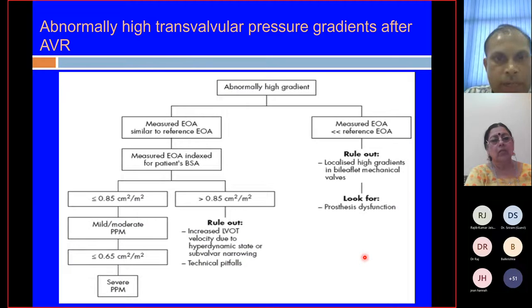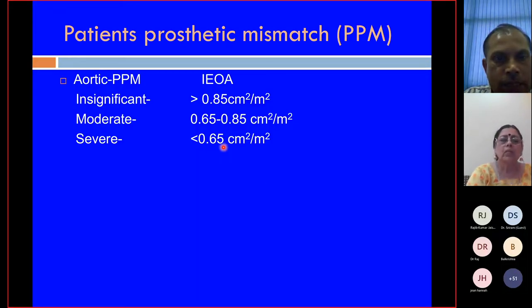If the gradient is high, you can measure the effective orifice area and index it to the body surface area. If it is less than 0.85, that suggests mild to moderate patient prosthesis mismatch. And if it is less than 0.65 centimeter per meter square, that suggests severe patient prosthesis mismatch.